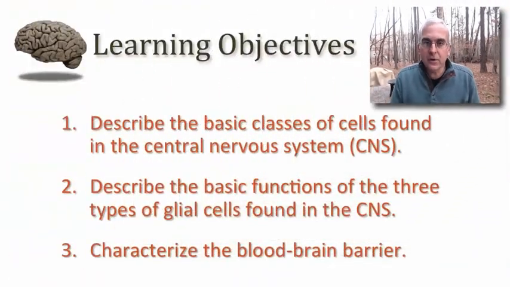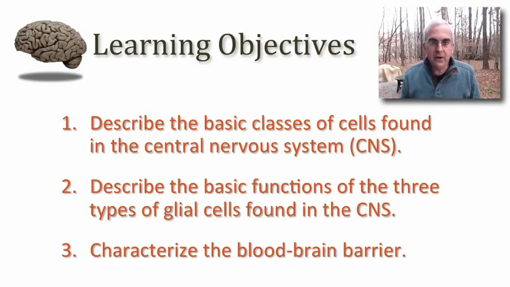Welcome to this tutorial about the non-neuronal cells of the central nervous system. We have three learning objectives today. We want to, again, simply describe the basic classes of cells found in the central nervous system. And now, in this tutorial, we want to focus specifically on the glial cells. So I want you to be able to describe the basic functions of the three types of glial cells found in the central nervous system.